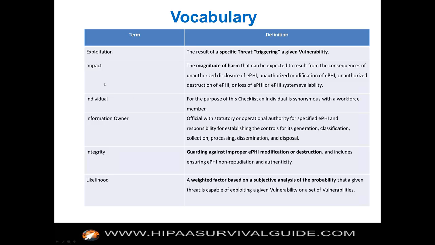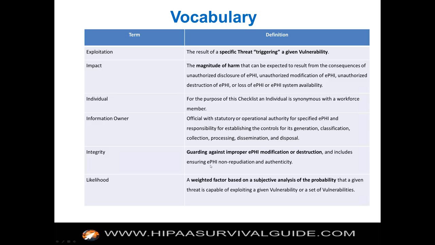Impact is part of the risk calculation and has to do with the magnitude of harm. Magnitude of harm of what? The magnitude of harm of a threat exploiting a vulnerability and the bad things that can do to your practice, to your business, your operations, you know, bring down all your systems, etc., have a hole where millions of records of your PHI can be siphoned off. So the impact is the magnitude of the harm.